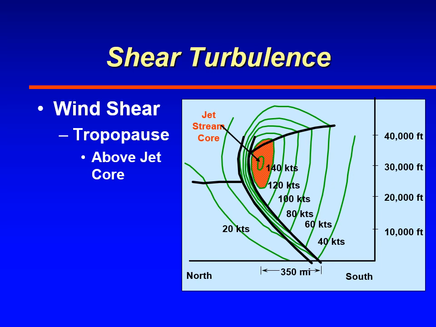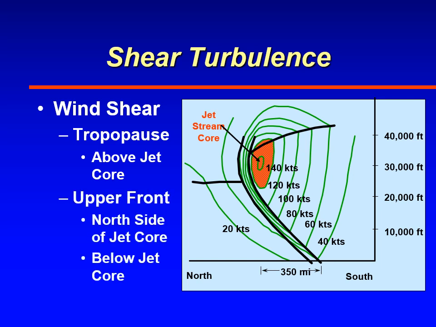As you go above the jet core, you can see the winds decrease very rapidly with height, with the packing of the isotachs. So above the jet stream core, in the tropopause, is where you find really strong shear. And in the upper front, on the north side of the jet stream core, in those two black lines, is where you find the strongest shear.